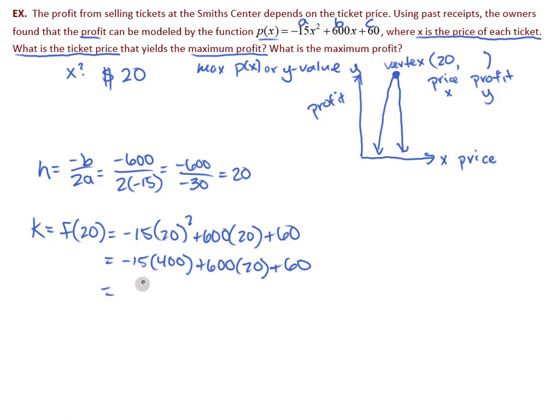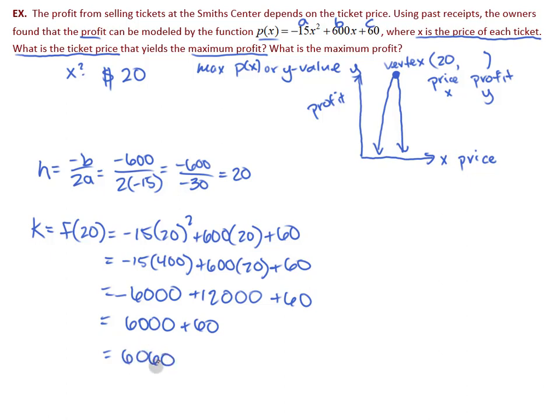Multiplying here, negative 15 times 400 is negative 6,000. 600 times 20 should be 12,000 plus 60. Negative 6,000 and 12,000 is 6,000, plus our 60 gives us $6,060.